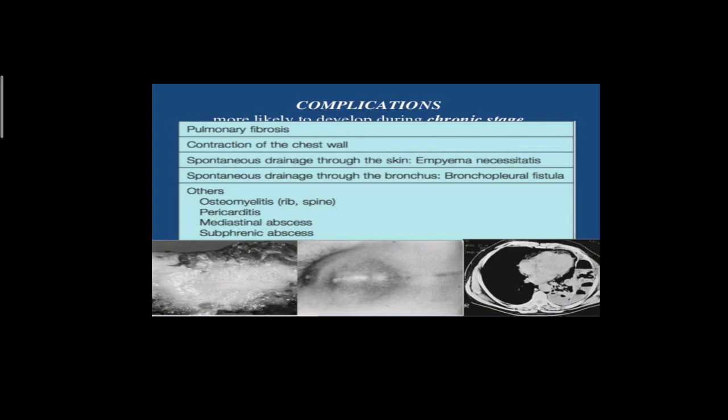Complications: these are more likely to develop during the chronic phase. The complications are pulmonary fibrosis, contraction of the chest wall, spontaneous drainage through the skin called empyema necessitatis, spontaneous drainage through the bronchus called bronchopleural fistula, and others like osteomyelitis of the rib and spine, pericarditis, mediastinal abscess, and subphrenic abscess.